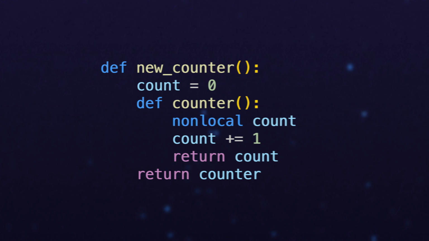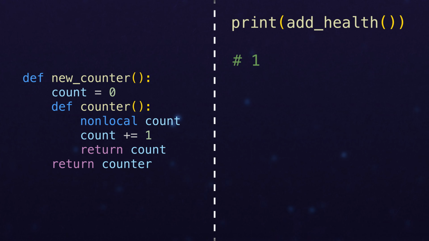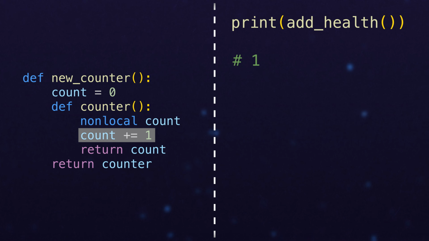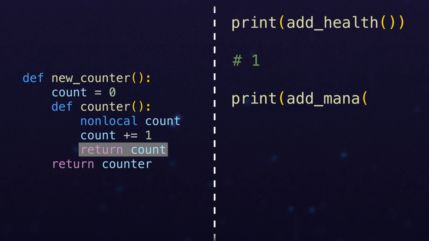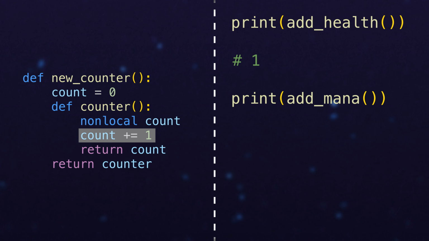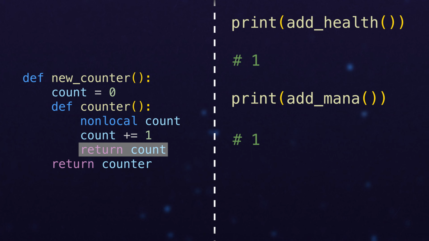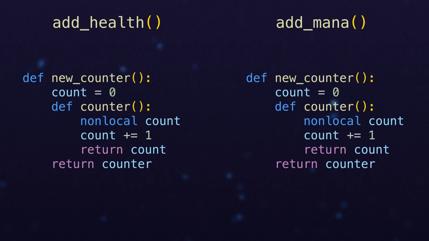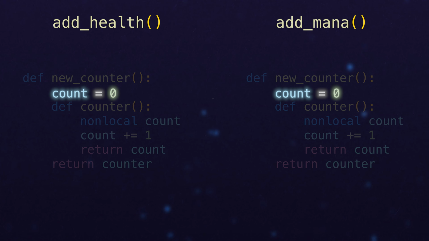If we call add health once, it will return 1 because it took that count variable 0, incremented it by 1, and then returned it. If we call add mana for the first time, it will also return 1. That's because each function has its own copy, its own closure around a different count variable.